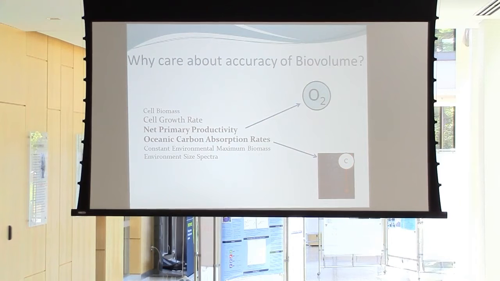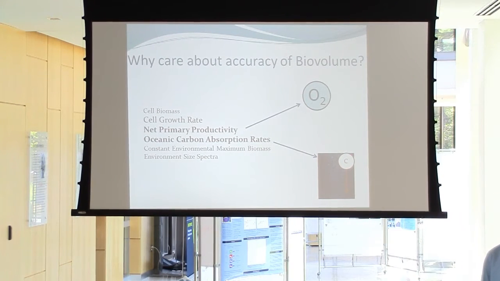So why do we care about cell biovolume? Primarily it is used to calculate other parameters that we care about in the ocean, so cell biomass, cell growth rate, primary productivity, carbon sequestration, and a variety of other factors. The two that we care most about are primary productivity, which we use to get oxygen, and that's what we breathe. And that's very important for fisheries because the fish have to eat something, and primary productivity is the very base of the food chain. Carbon sequestration, we care about that because of global warming.